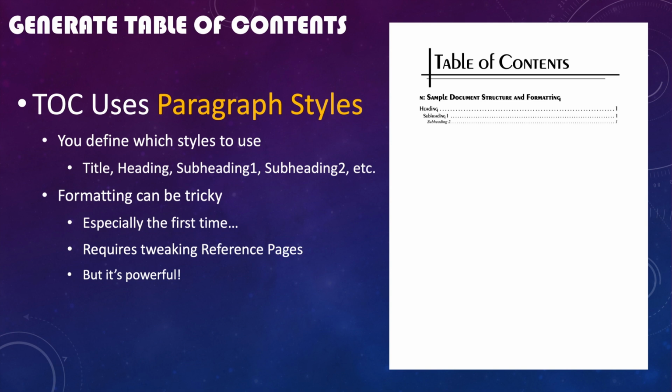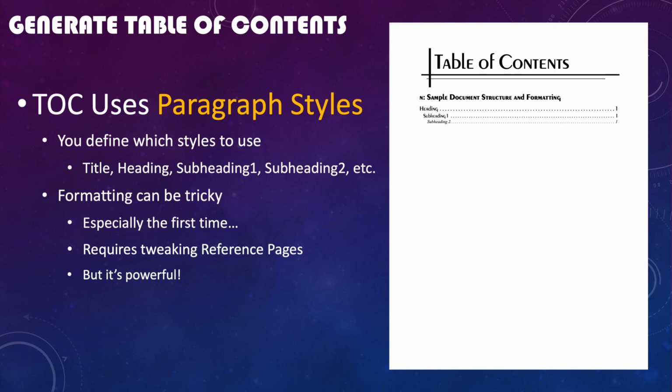The N:sample document structure and formatting, that's actually a title format. When you create a table of contents, it creates additional formats with the suffix TOC. It's not a dot TOC. It's going to be like heading TOC, subheading TOC. Those are new formats that it creates that apply to how the TOC entries will look in the table of contents, right?